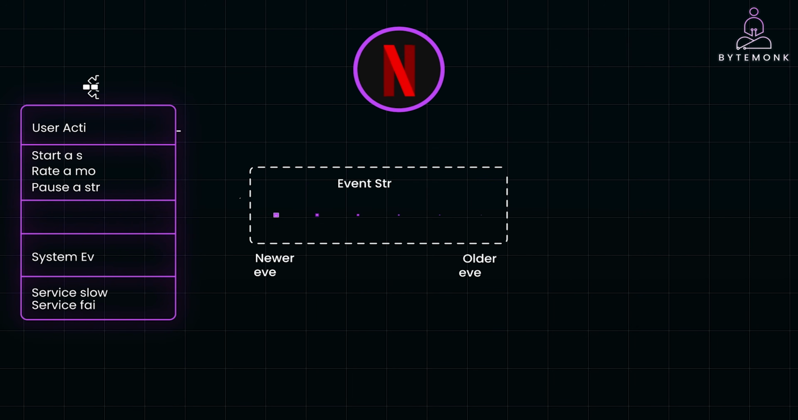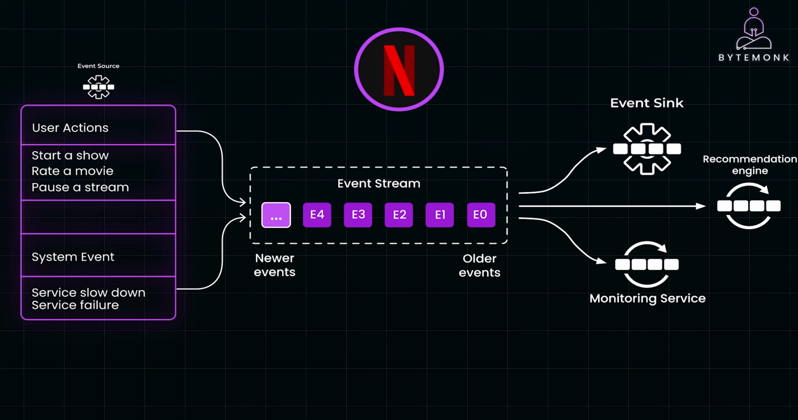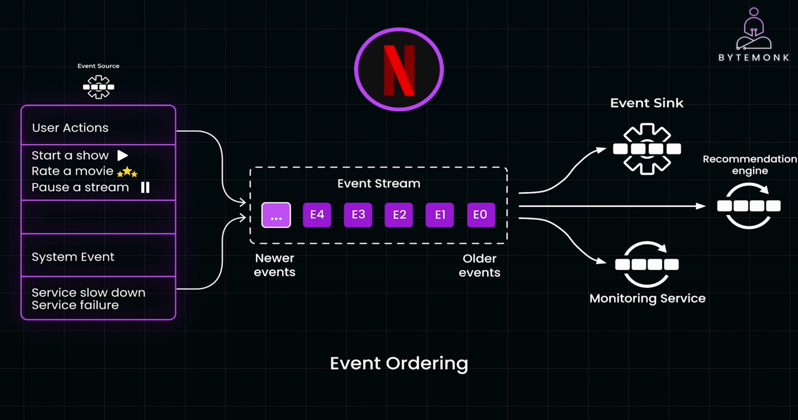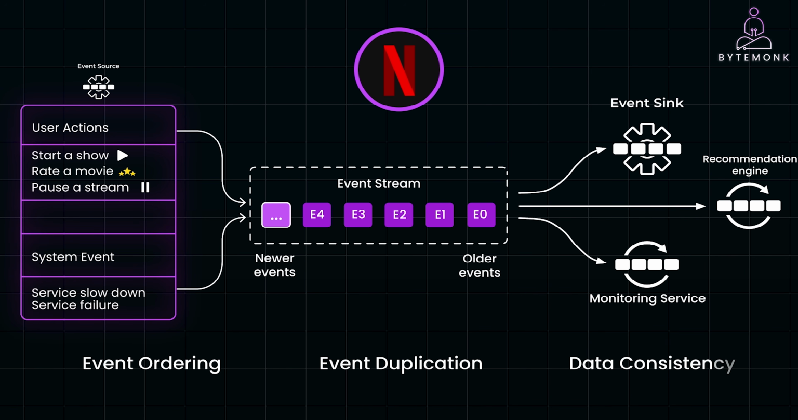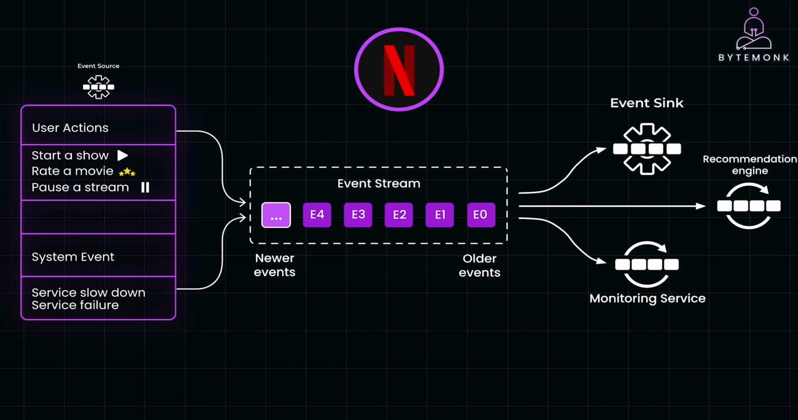Now, while EDA provides many benefits, it also comes with challenges. In large systems, ensuring events are processed in the correct order can be difficult. And since events can be reprocessed in case of failure, you must ensure that actions like deducting stock or processing payments aren't performed multiple times. Furthermore, managing eventual consistency across multiple services requires careful planning and design, as real-time event processing doesn't always guarantee immediate consistency.